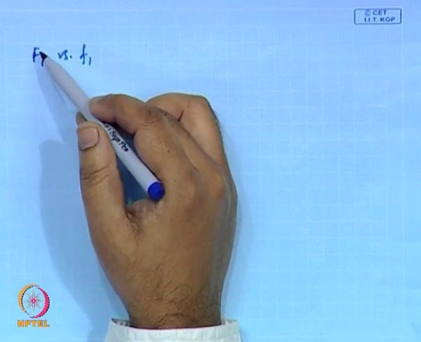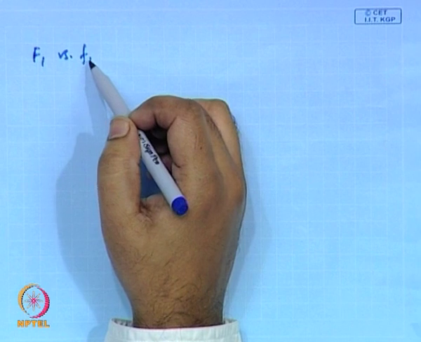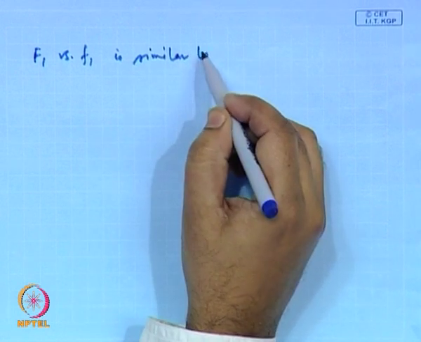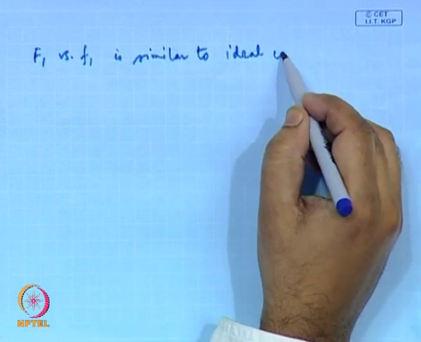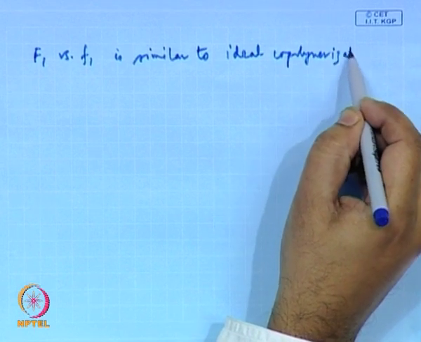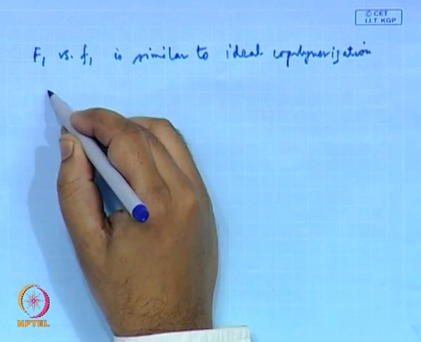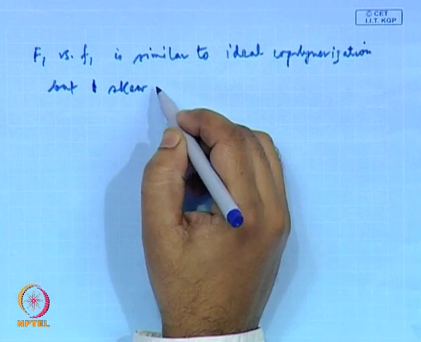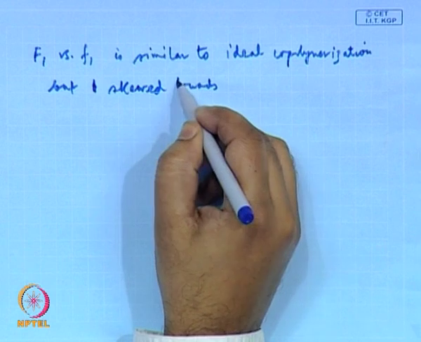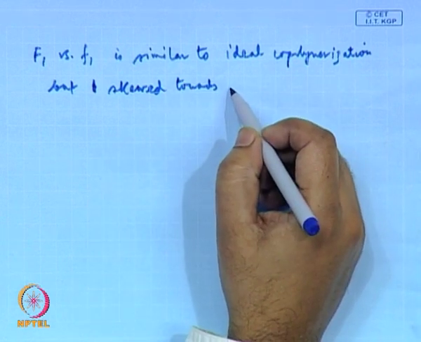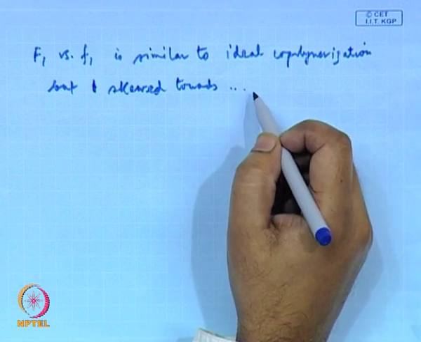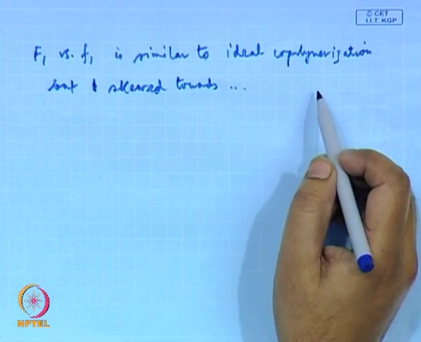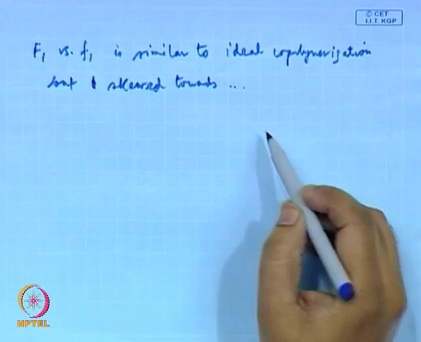monomer composition curve, the polymer composition versus monomer composition curve, is similar to ideal copolymerization but skewed toward the composition of the copolymer richer in the repeat unit resulting from the more reactive monomer. So, it is similar to the ideal copolymerization.